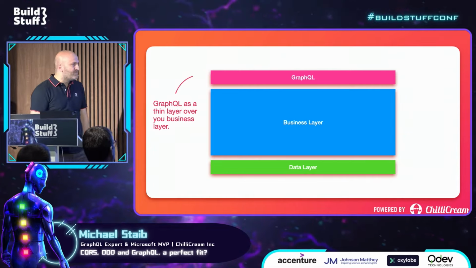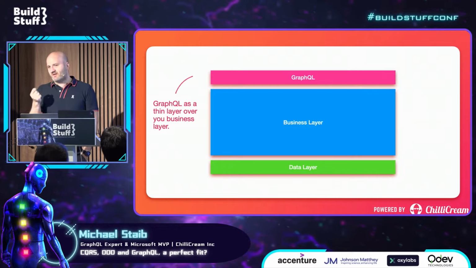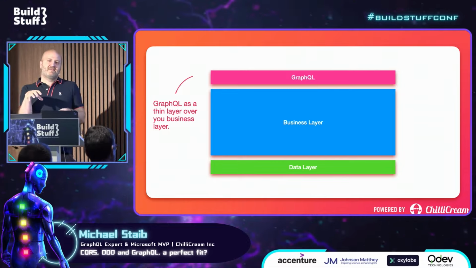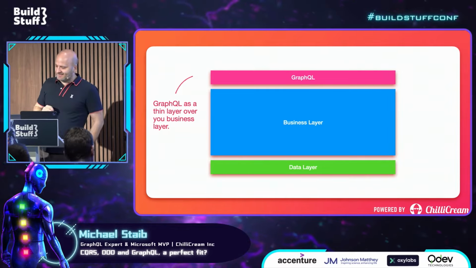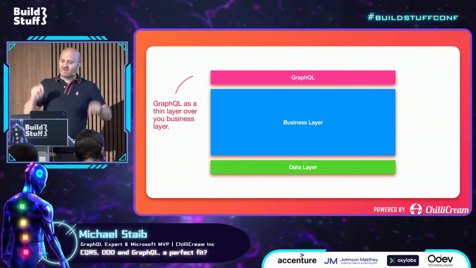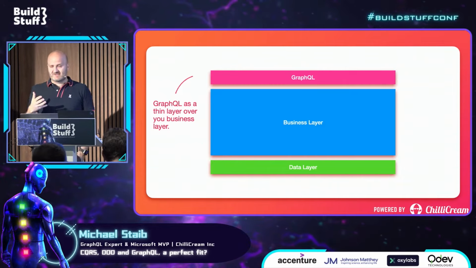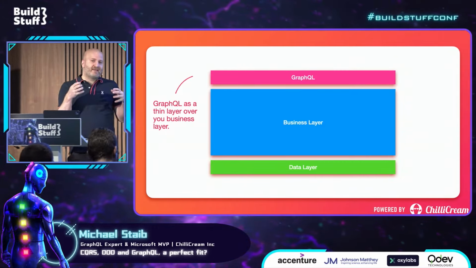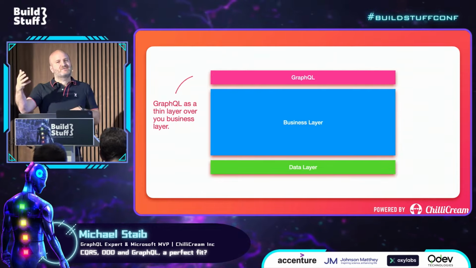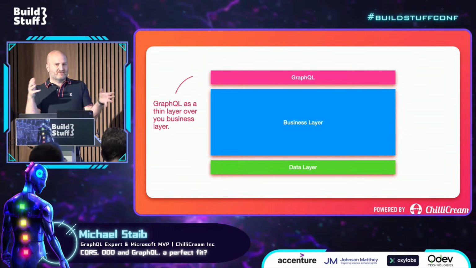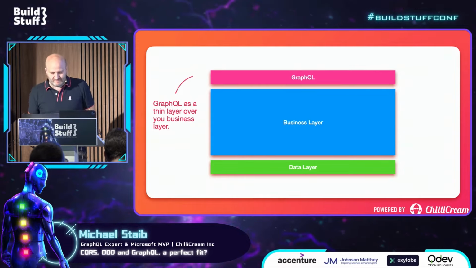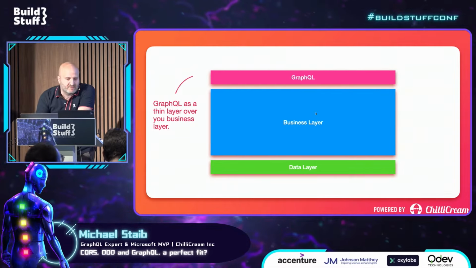Back in 2016, Dan Schafer, one of the co-creators of GraphQL, actually explained how Facebook is using GraphQL and why they designed it as they designed it. So what he explained is that in Facebook, GraphQL is just a thin layer over their business layer and exposes their business layer in a richer way. Instead of just exposing request and response patterns that you see in REST, they're exposing their business layer, their business model. Let me actually show you how that can look like.